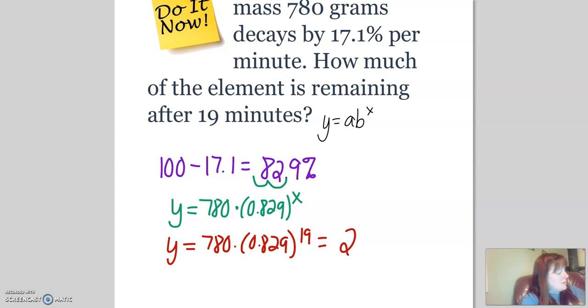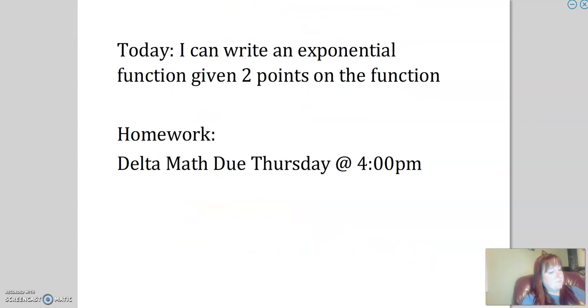Okay, so that's going to give us 22.112. Remember, we go to 3 decimal places in precalculus, so 22.112 grams is left after 19 minutes. So this is actually decaying pretty fast.